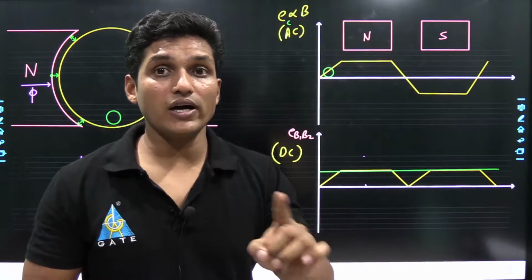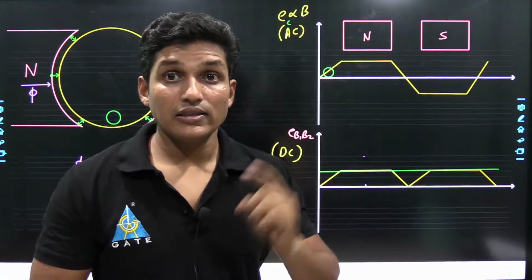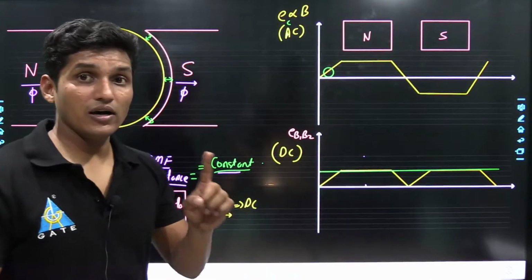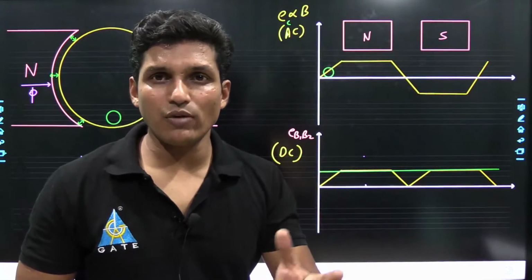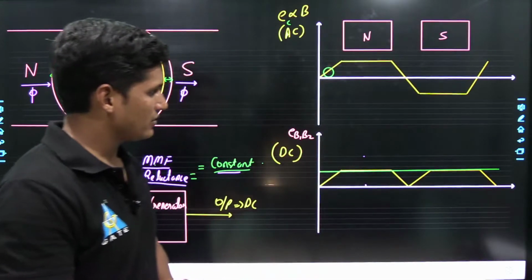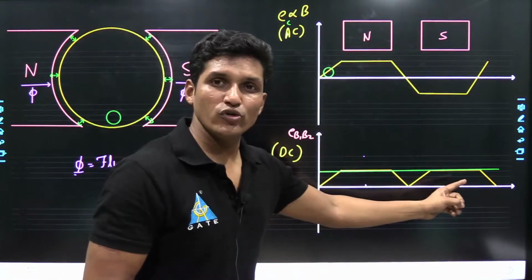But with the help of the commutator and carbon brush, this AC is converted into DC. That's why the commutator is known as a mechanical rectifier. It converts AC into DC. So it makes the current unidirectional.